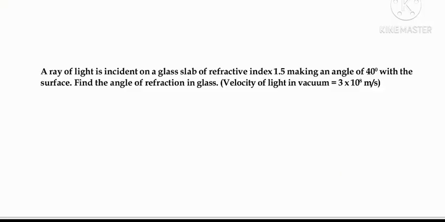Next, problem number 11. A ray of light is incident on a glass slab of refractive index 1.5, making an angle of 40 degree with the surface. Find the angle of refraction in glass. Velocity of light in vacuum is 3 into 10 power 8 meter per second. So what is the refractive index of glass slab? 1.5. And how much angle is made by the incident light with the surface? 40 degree. So we need to get the angle of refraction. This is question number 11.